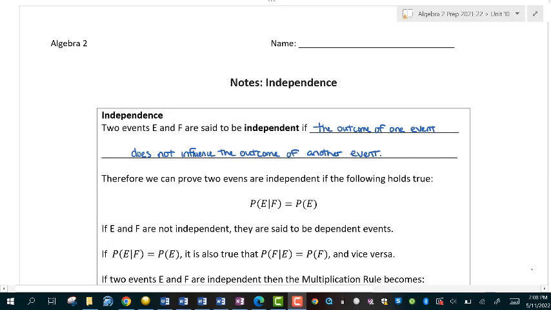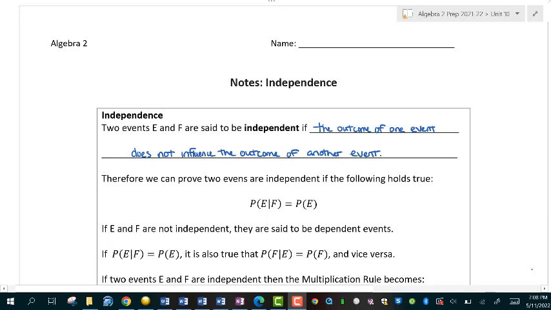Today we are going to talk about whether or not two events are said to be independent. When two events, for example E and F, are independent, it means that the outcome of one event does not influence the outcome of another event. There are two ways that we can prove independence, and we'll talk about both of them in the notes today. The first way is dealing with conditional probability.